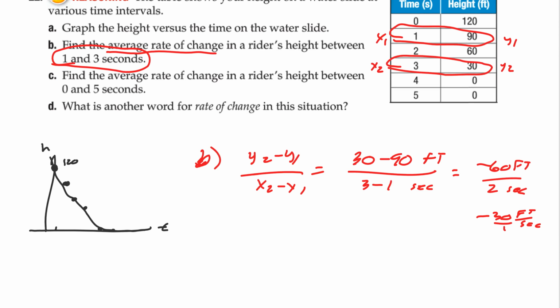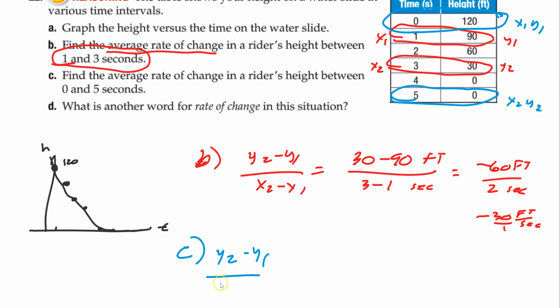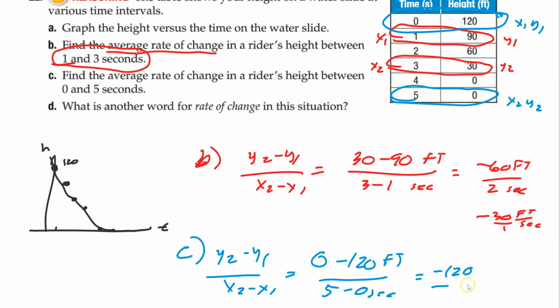C. Find the average rate of change in the rider's height between 0 to 5 seconds. So now they want me to do the same thing, but from 0 to 5. So I'm going to use this as my x1, y1. I'm going to use this as my values for x2, y2. So same formula. And then we're going to plug it in: 0 minus 120 feet over, don't forget the units, 5 minus 0 seconds. So -120 feet over 5 seconds.